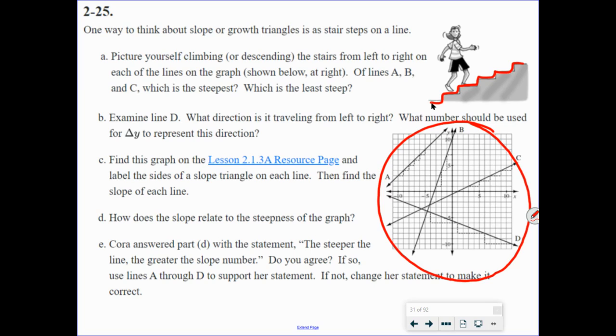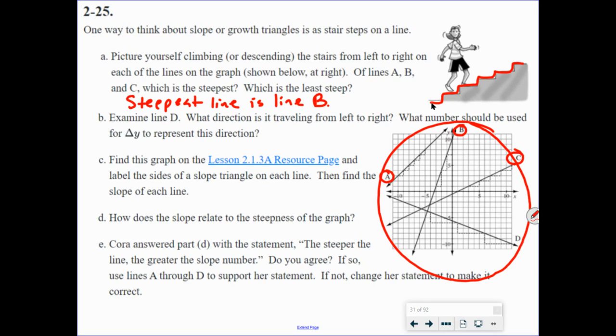Now this question should be pretty straightforward. Question just says, looking at lines A, B, and C, which of those lines is the steepest? Which of those stairs would be the steepest? Well, what do you think? The steepest line, I'll write this down, this is lesson 2.13 and problem 225. So the steepest line is, it should be line B. Which one is the least steep? Is it A or is it C?